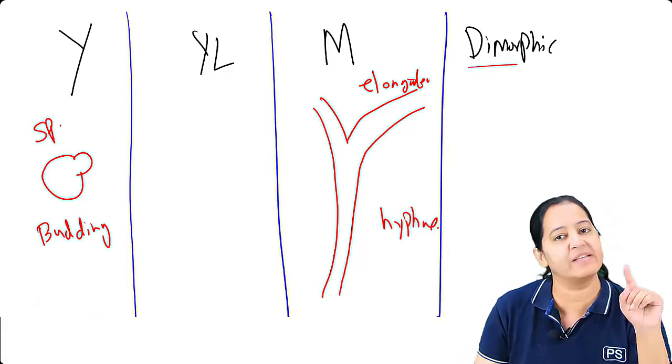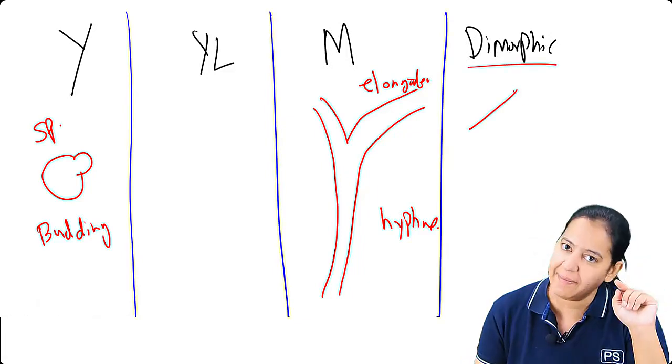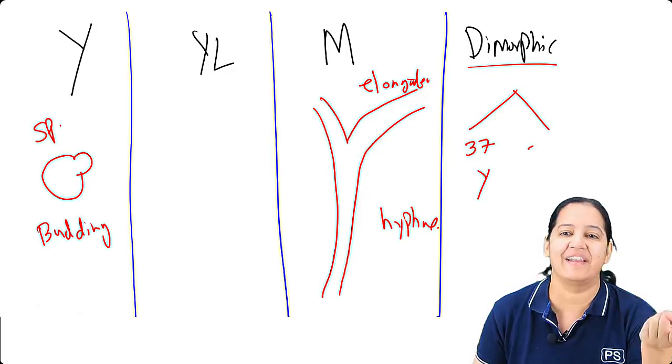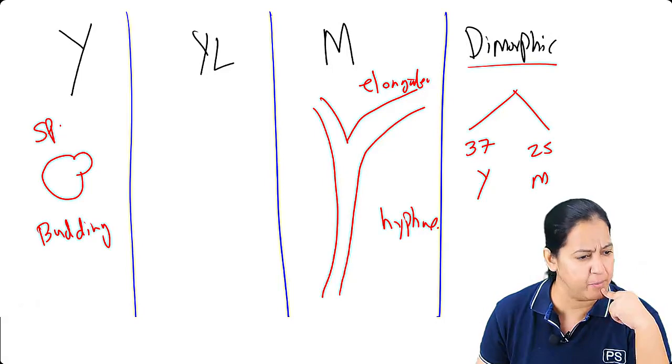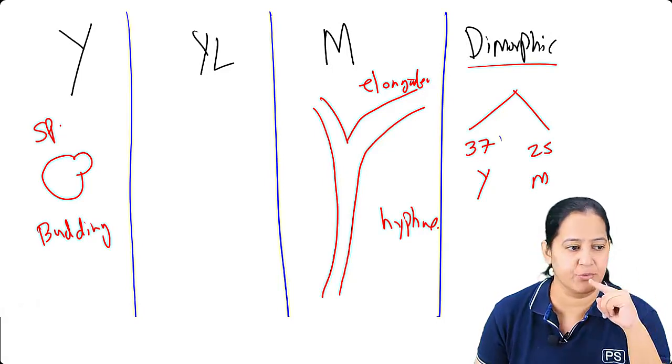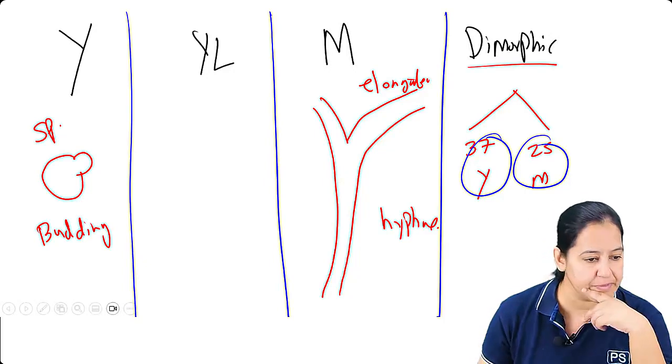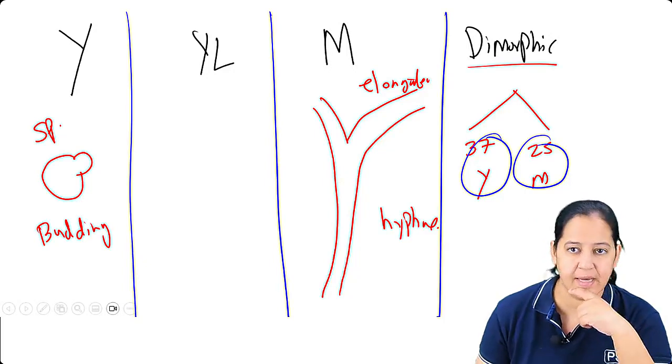Now, dimorphic means double. So basically, they can be yeast, they can be mold. At 37 they are yeast, and at 25 they are mold. Have I written it opposite or is it true? I guess it is true. At 37 they are yeast, and at 25 they are mold. So you have to learn it like that.